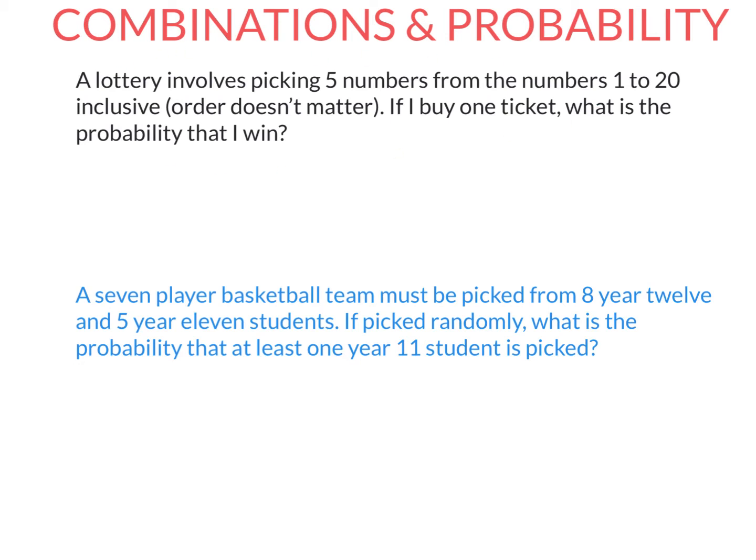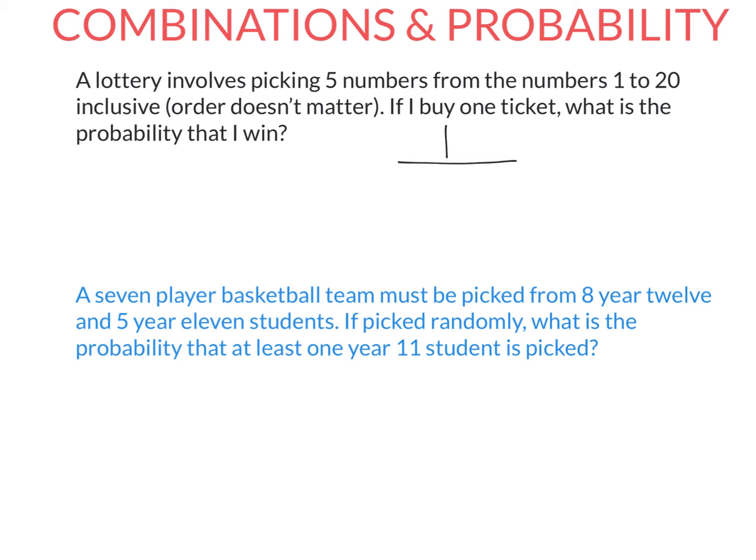A lottery ticket involves picking 5 numbers from the numbers 1 to 20 inclusive, where order doesn't matter. If I buy one ticket, what is the probability that I win? Well, I've got one ticket, so it's going to be 1 over some number. So this number that goes on the bottom is the number of possible tickets, the number of different ways you can pick 5 numbers from 20. And that's precisely where combinations come in handy.